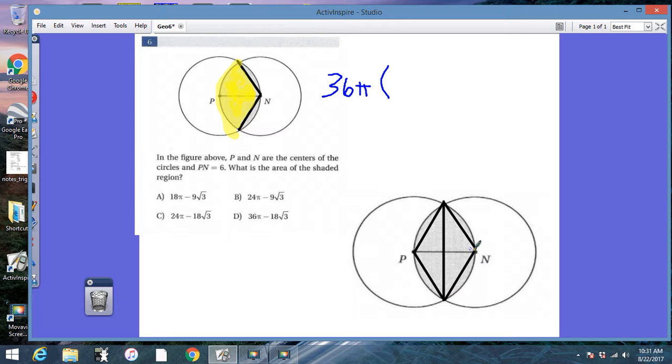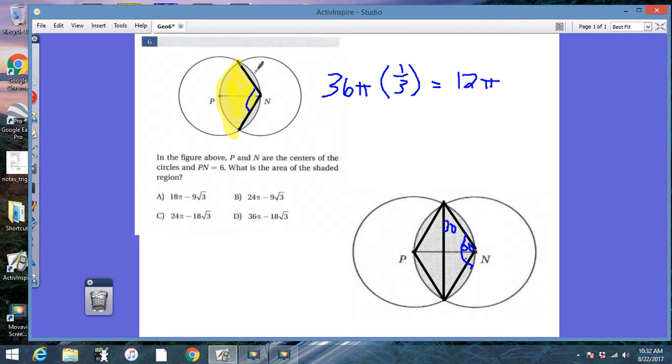So this is going to be 60 degrees. This is going to be another 60, so 120 altogether. These are 30, 60, 90 triangles. So from here to here is going to be 120 over 360, so you've gone around 1/3 of your circle. So 36 divided by 3. The area of that yellow region is 12 pi. So that's the easy part.